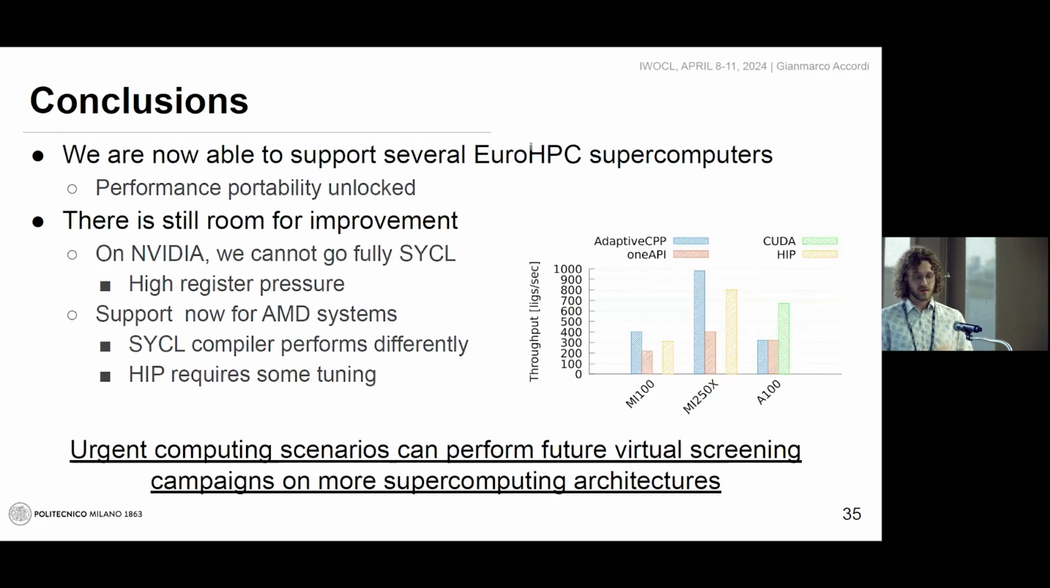Still, this is a benefit for future virtual screening campaigns in urgent computing scenarios, in case of, I hope not, other pandemics, for example. And that's it.